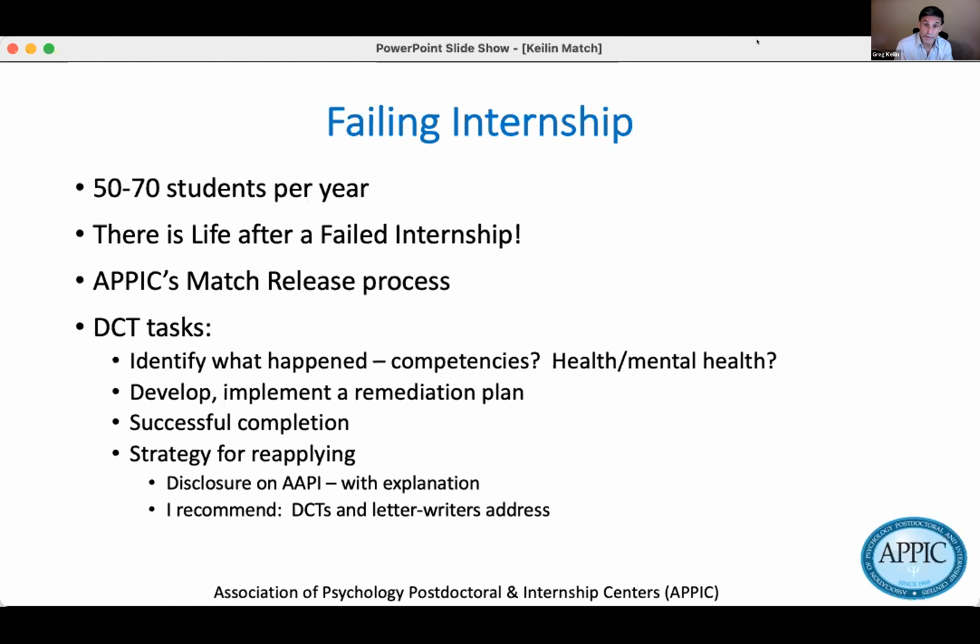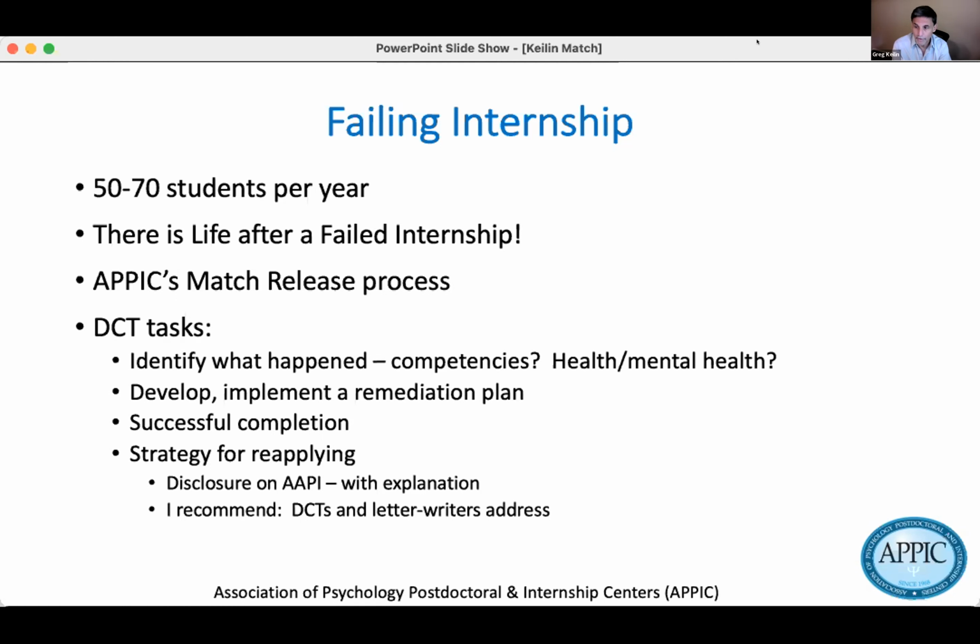And in terms of strategies for reapplying, first of all, a student has to disclose in the professional conduct items on the APPIC application that they were terminated or resigned. There is a place for a lengthy explanation, and that is essential. This is not one or two sentences. I tell students that what goes here is a thoughtful, open, self-reflective summary for internship sites about what happened, what you learned from it, what you did about it, how you grew, and why you are now ready for internship.